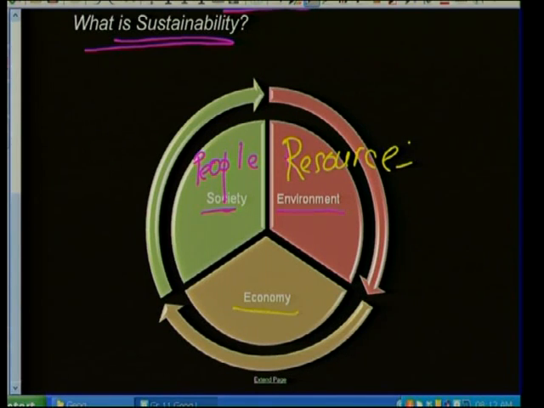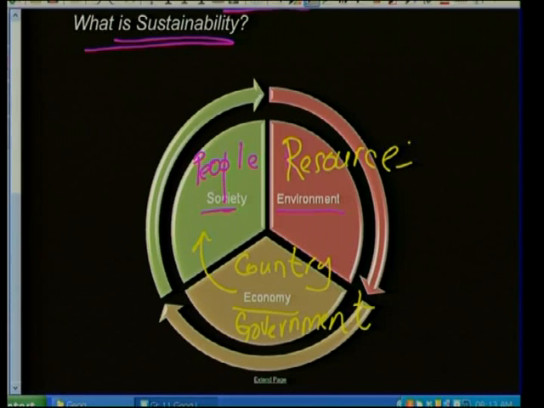The next is the economy, and that is the country as well as government. Sustainability needs to ensure that all three of these aspects are equal. That means we must ensure that our economy is growing steadily whilst satisfying people and whilst not exploiting the environment. When does it become unsustainable? When one of these three aspects grows.